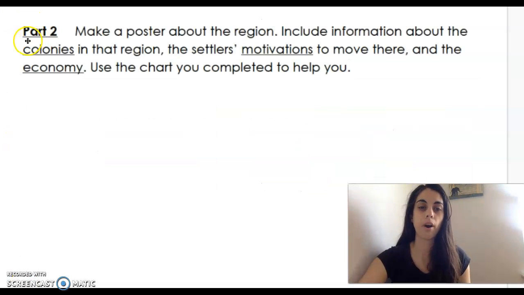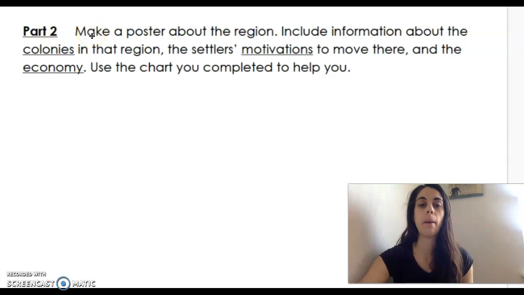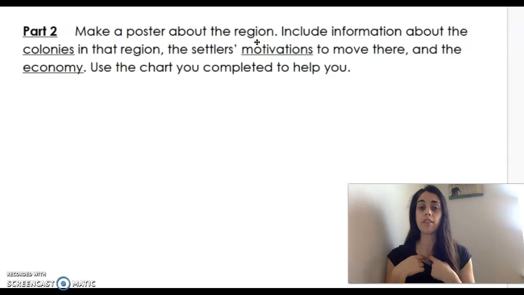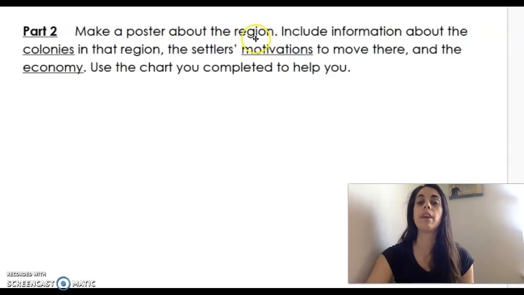Now we're moving on to part 2. Find part 2 on your paper. Let's read the instructions. Listen and follow with your finger. Make a poster about the region. What region? My region is New England. So I'm going to make a poster. Voy a hacer un cartel sobre New England, about New England.